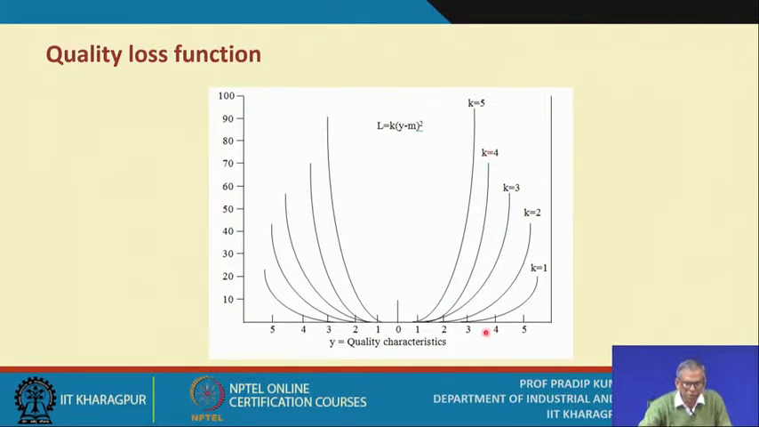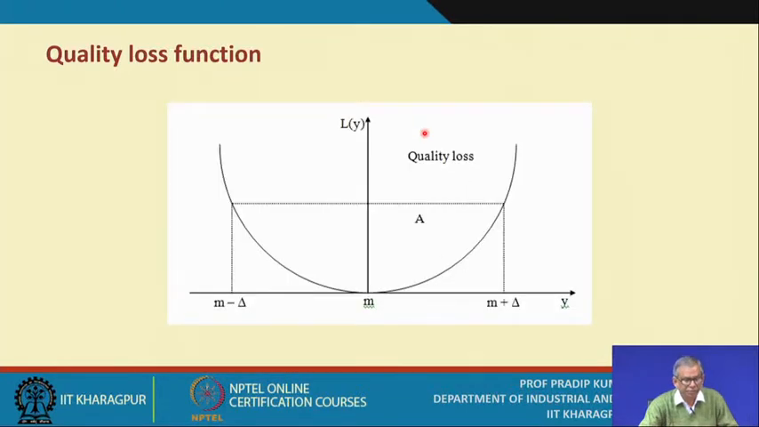Similarly, suppose you have deviations on the other side. All these values are possible. Again you are incurring a loss, because this is a square term. So, whether it is a positive deviation or a negative deviation, the impact remains the same. This is just a pictorial representation to show how the value of k affects the corresponding loss.